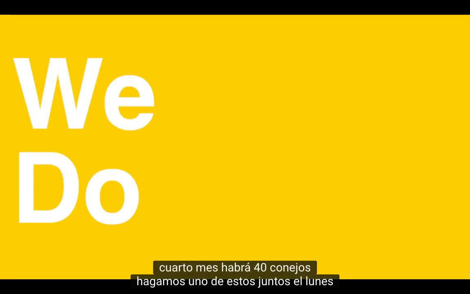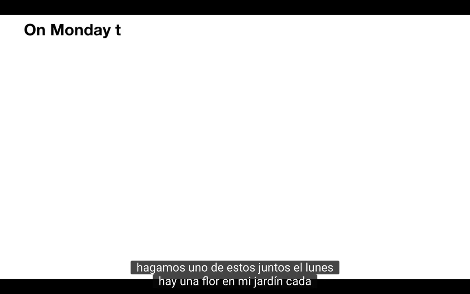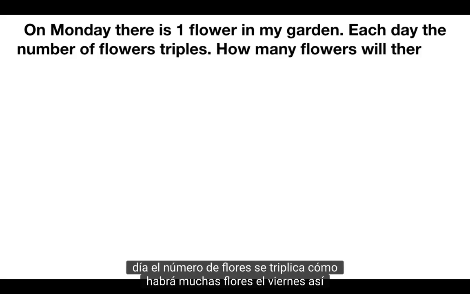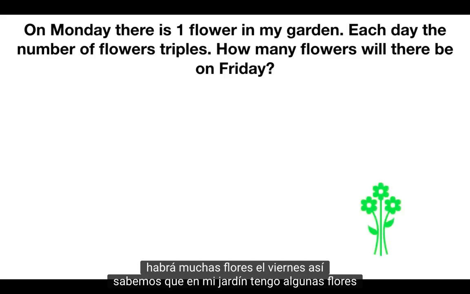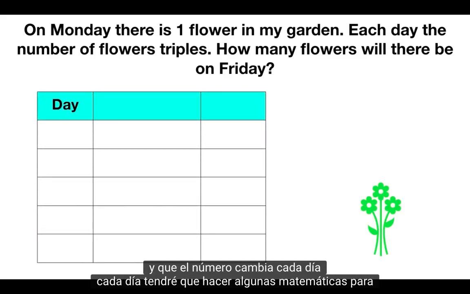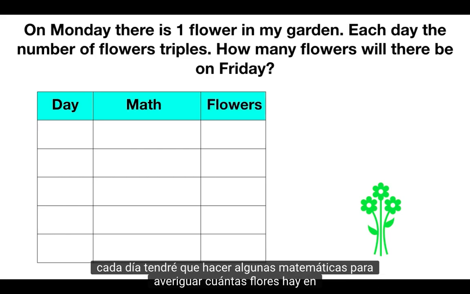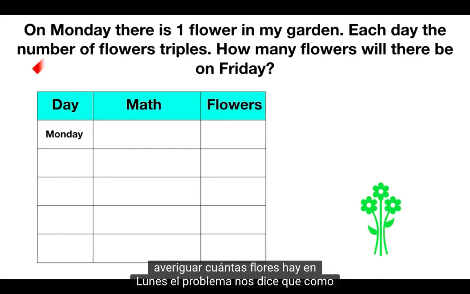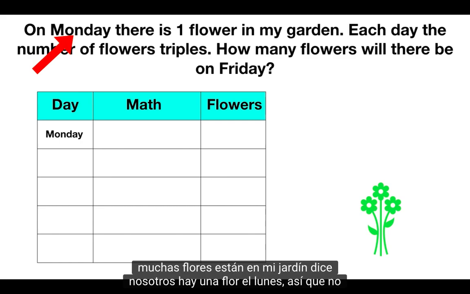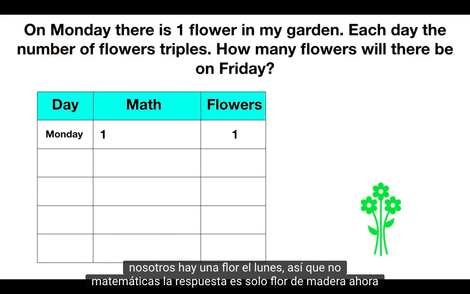Let's do one of these together. On Monday, there is 1 flower in my garden. Each day, the number of flowers triples. How many flowers will there be on Friday? So we know in my garden I have some flowers, and that the number changes each day. Each day, I'll have to do some math to figure out how many flowers there are. On Monday, the problem tells us how many flowers are in my garden. It tells us there's 1 flower on Monday, so no math, the answer is just 1 flower.